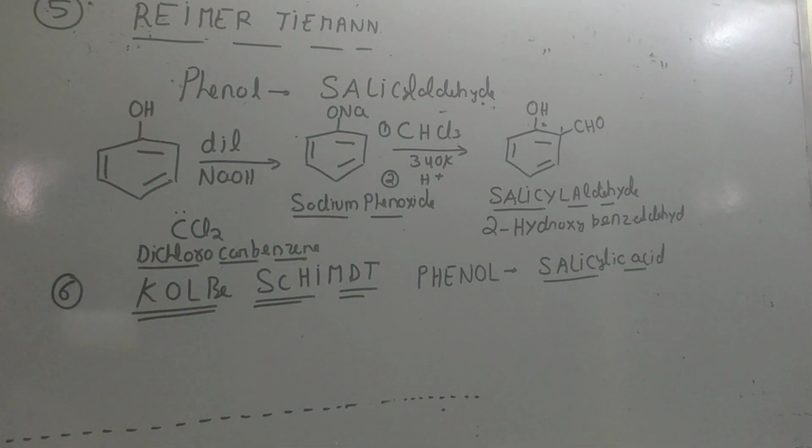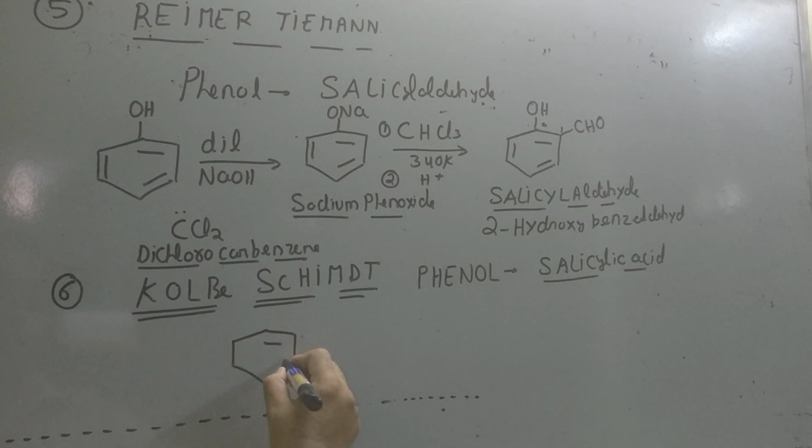What is the use of aspirin? It is used to relieve pain and it also brings down the body temperature. So later on we are going to convert salicylic acid into an important drug called aspirin. So in the Kolbe-Schmidt reaction, we convert phenol into salicylic acid. So again we start from phenol.